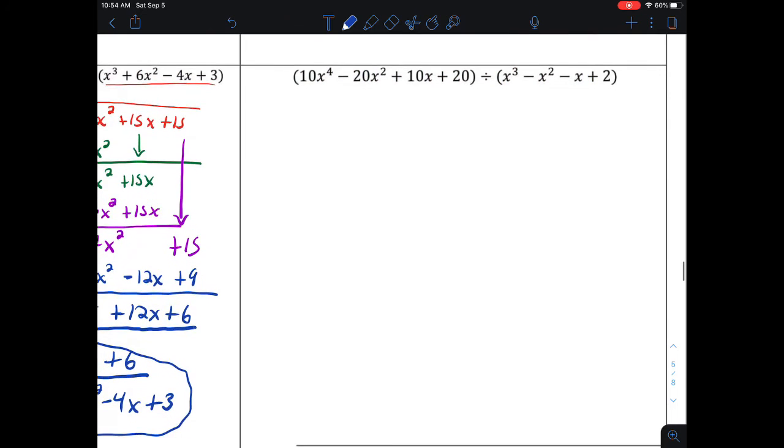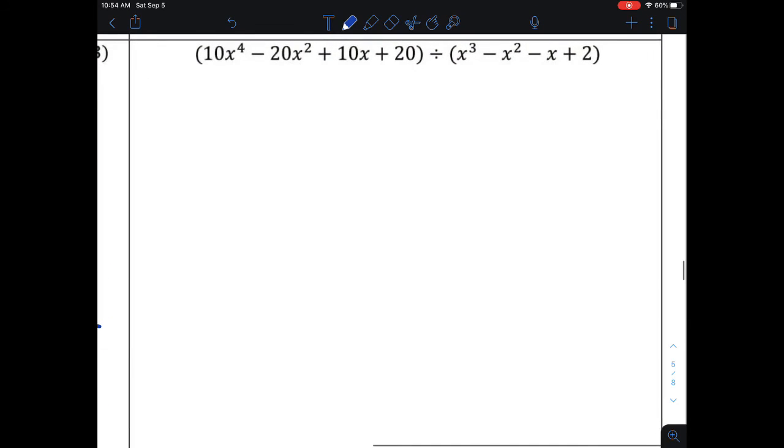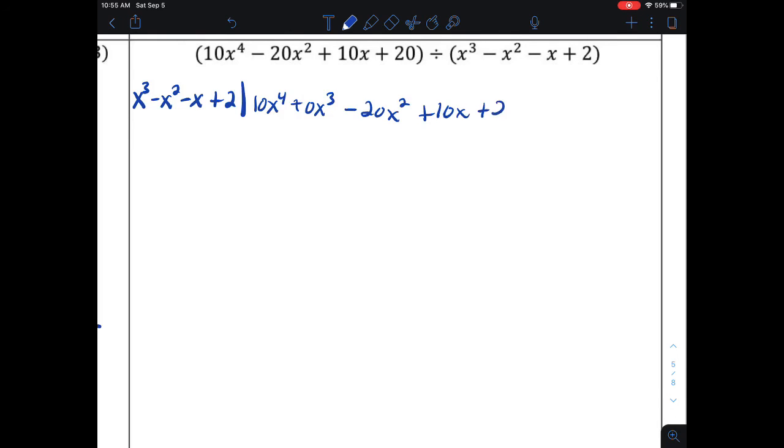Okay, one more long division problem here. Make sure we get the hang of it. All right, so I want to divide those two polynomials. Make sure when I'm doing this process, I'm accounting for all the terms. So I got x to the third minus x squared minus x plus 2. All the degrees accounted for, dividing into 10x to the fourth minus 20x squared. Well, I need to have x to the thirds accounted for, so 0x to the third minus 20x squared plus 10x plus 20.